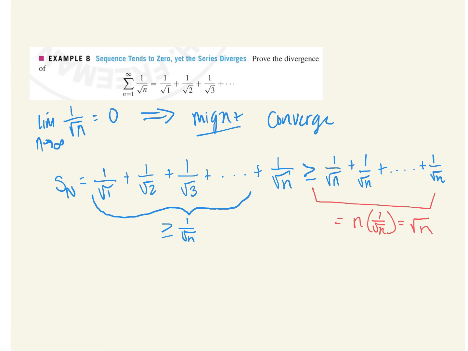And root n increases without bound. So S of n in conclusion is greater than or equal to root n, but root n increases without bound. Which means the S of n must also increase without bound, and therefore diverges.